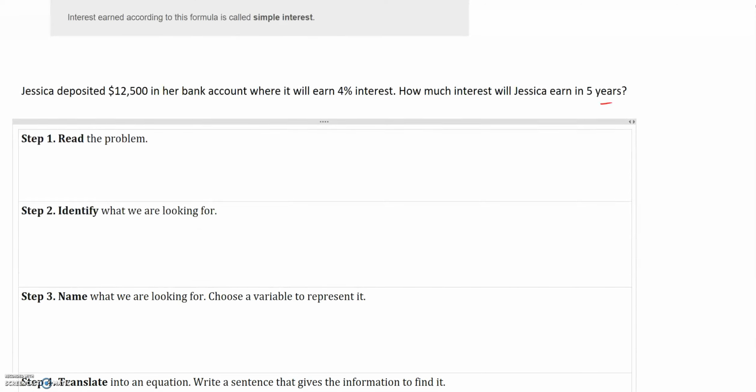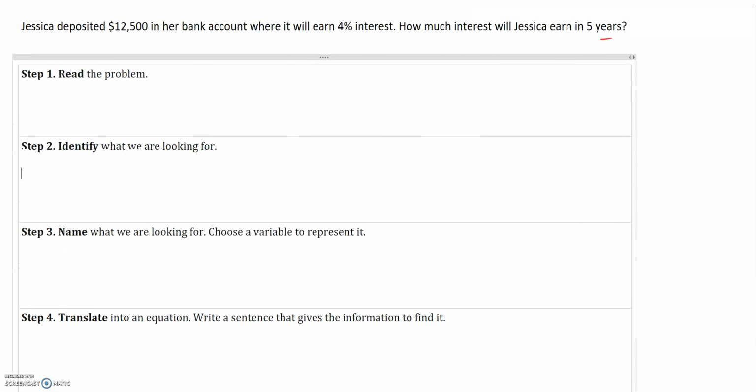Here's our problem. Jessica deposited $12,500 in her bank account where it will earn 4% interest. How much interest will Jessica earn in 5 years? So let's highlight what we have. She's deposited, so money invested or borrowed is called the principal. So what is deposited is invested. So this is our principal P. So we're basically identifying variables because we understand this is a simple interest problem, which means the formula already exists. You're just trying to identify the variables to plug in the formula.